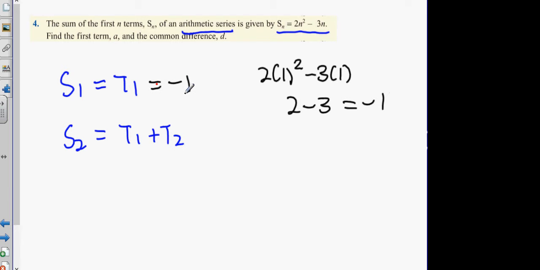What we know about T1 is, if it's the first term, that's your A value. A is T1, and T1 is minus 1. Therefore, A equals minus 1.